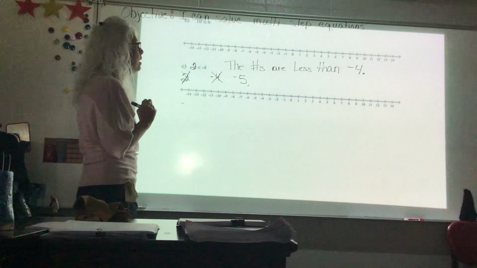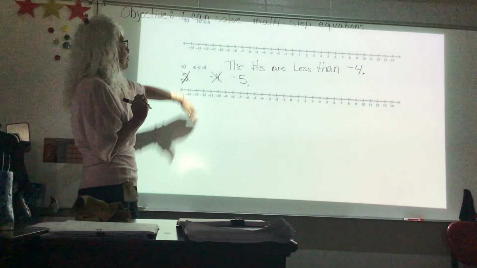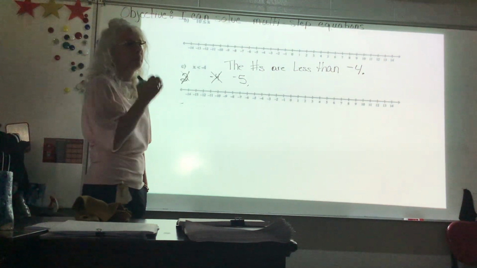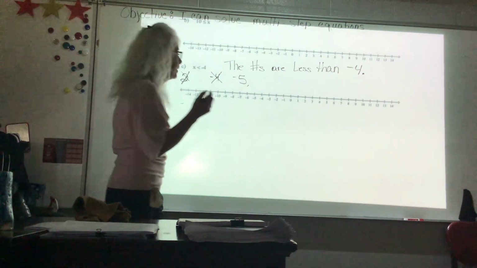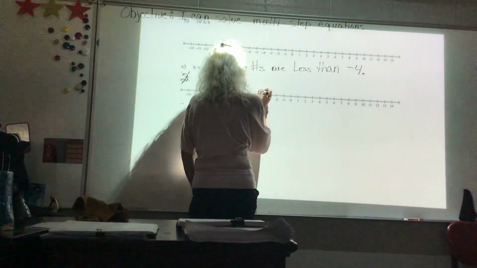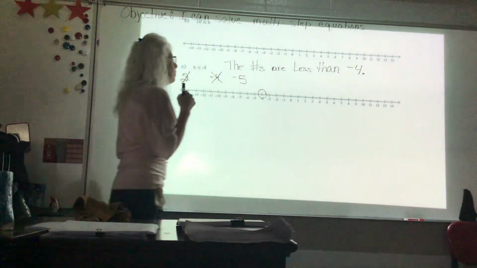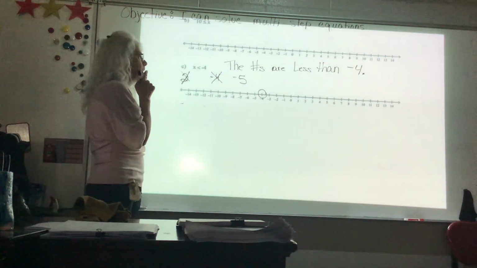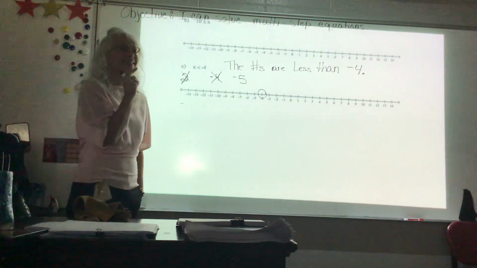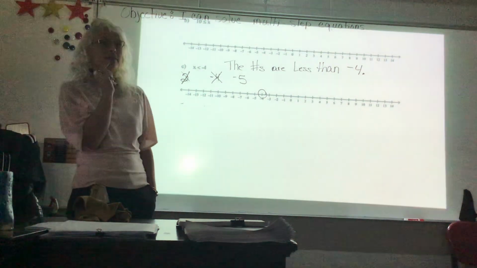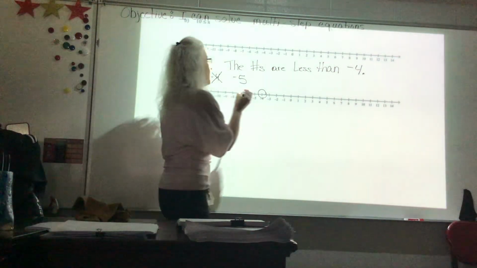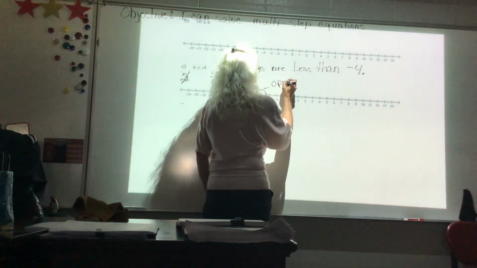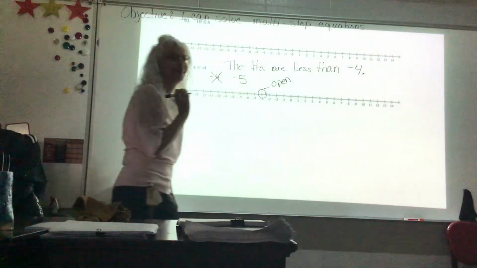Does that make sense? So you can do it by finding the solutions to find out which way to shade. All right, so what number's in the inequality? -4, so put a circle. Can -4 be the solution? So is this going to stay open or shaded? Open. That means it's just a circle, not a dot.